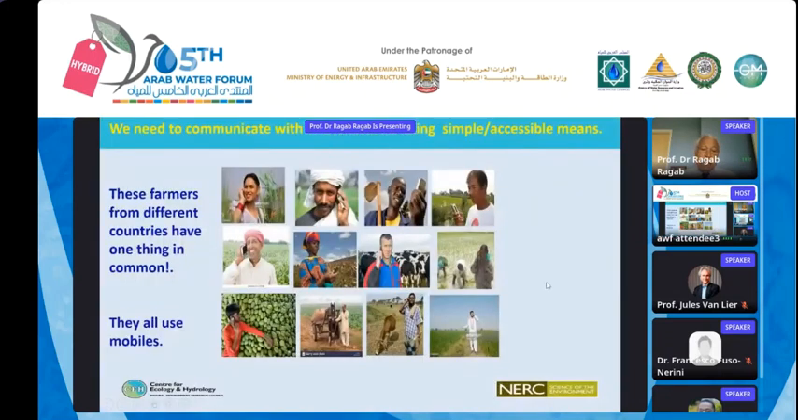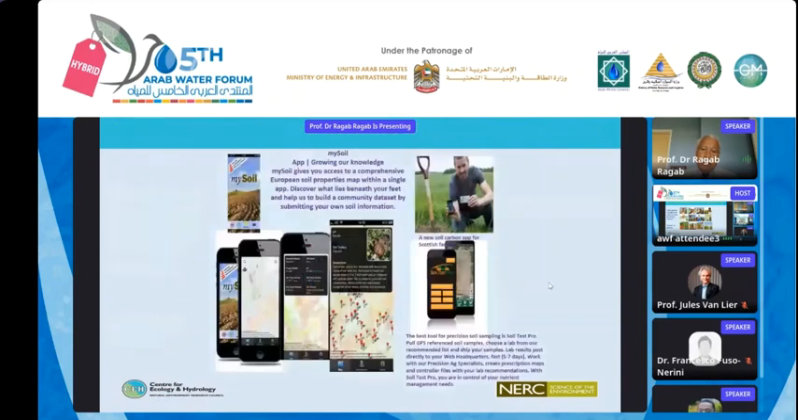And the other thing we are really looking for is to have mobile applications for farmers so they can benefit from them. And we developed one here for soils. Dr. Amgad definitely produced one for water as well.